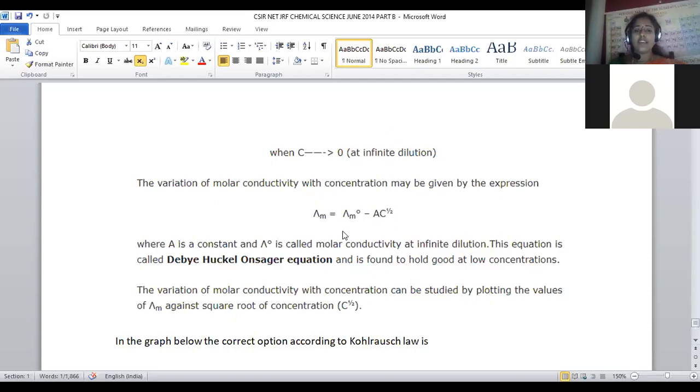So lambda M is equal to lambda M naught minus A C to the power 1 by 2 can be taken. This is the formula for Kohlrausch law, where A is the constant we are taking, and lambda naught is nothing but molar conductivity taken at infinite dilution. And this equation is in accordance with Debye-Huckel and Onsager. So if you are applying Kohlrausch law to strong electrolytes, it is called the Debye-Huckel and Onsager equation, right? And the Debye-Huckel and Onsager equation holds good only at lower concentration levels.